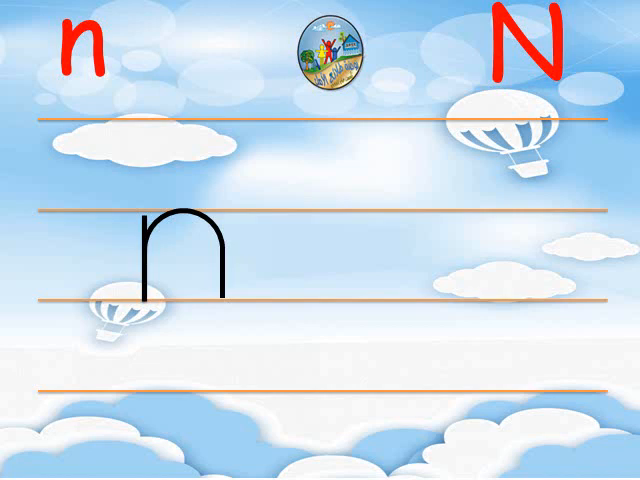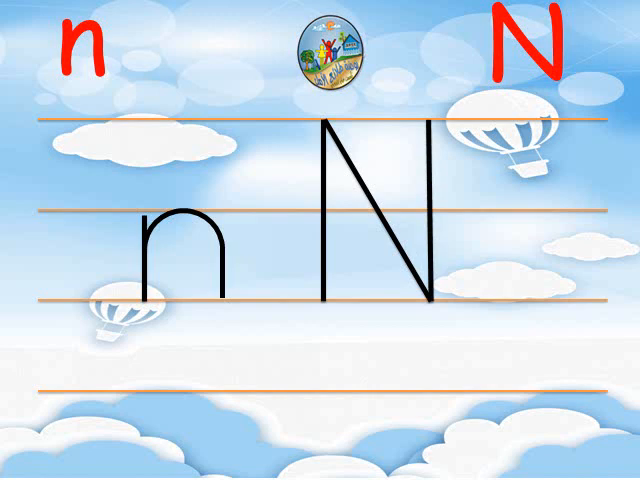Let's see how to write capital na. Capital na starts from line number 1 to line number 3. So, a standing line from line 1 to line 3, a sliding line from line 1 to line 3, and another standing line from down to up, from line 3 to line 1. That's the way to write small na and capital na.